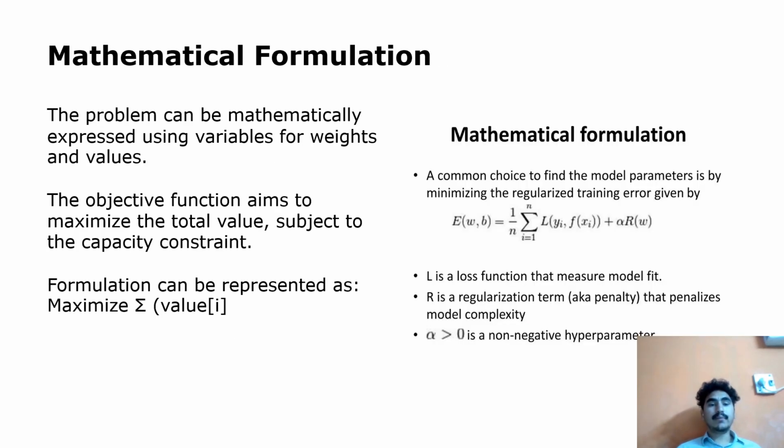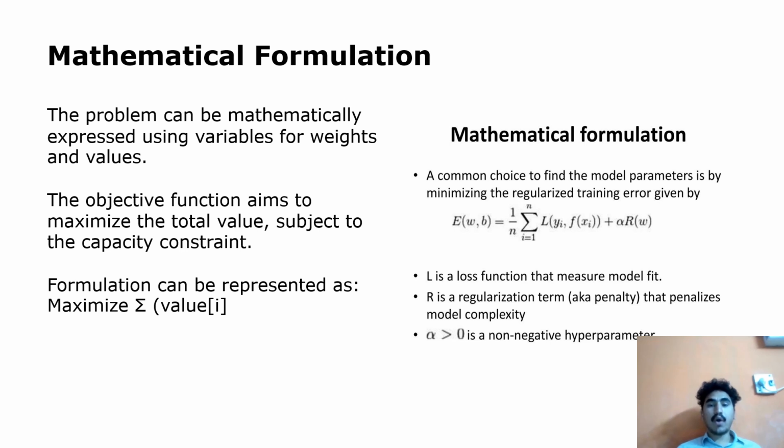Mathematical formulation. The problem can be mathematically expressed using variables for weights and values. The objective function aims to maximize the total value subject to the capacity constraint. Formalization can be represented as maximize the summation of value of i.